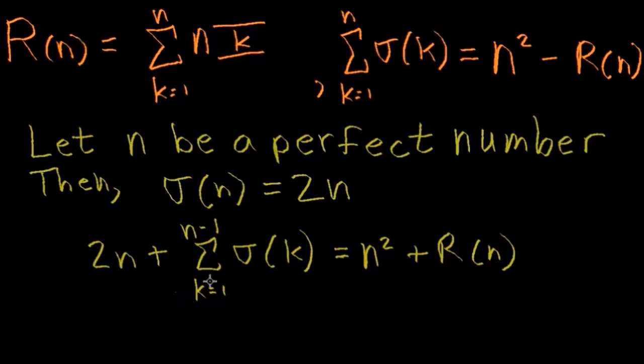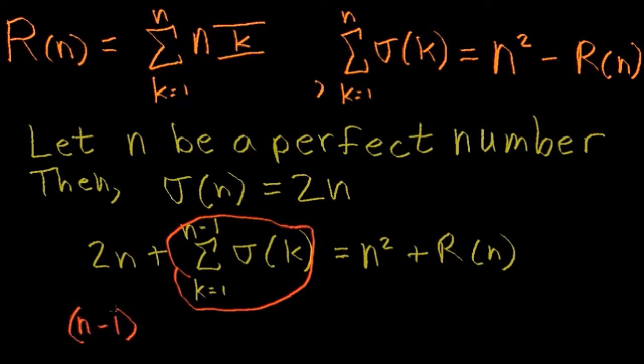And then this sum up to n minus 1, well, we can replace that with the quantity n minus 1 squared minus R of n minus 1. So let's do that. Let's break this out, and we're going to put that on the left, and then we're going to bring the 2n over to the right and work this out in terms of R of n and see what is between R of n and R of n minus 1, so to speak.